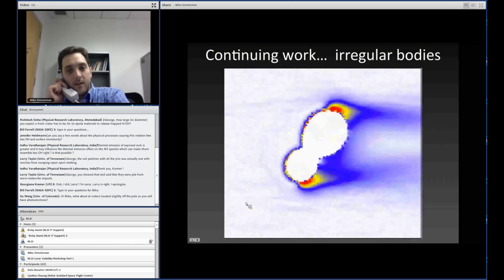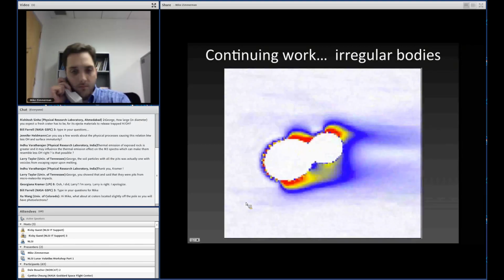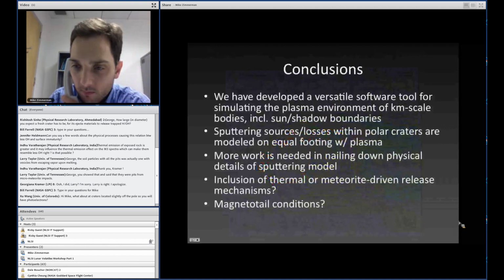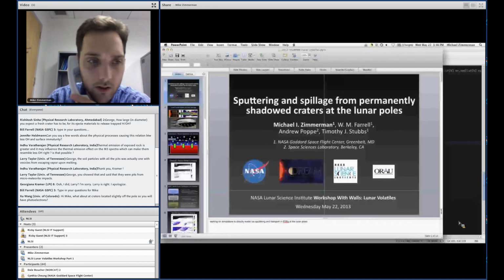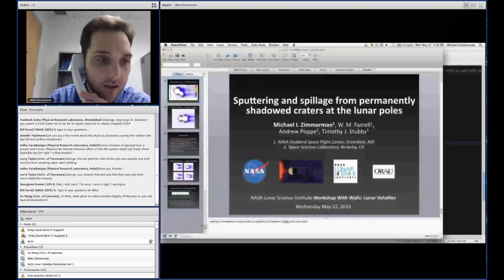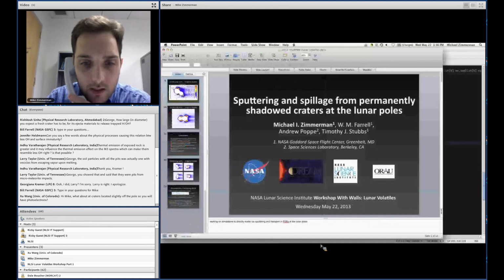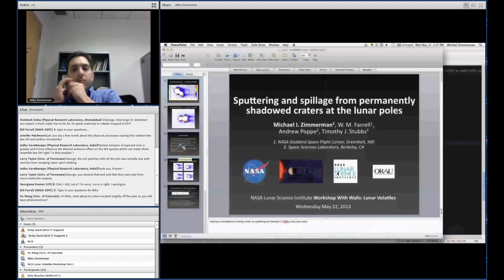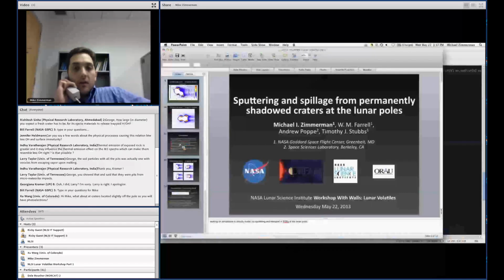Hey, Mike, what about at craters located slightly off the poles, so you will have photoelectrons? Right. If I included it here, we've started to look at that. So all of these simulations did have photoelectrons. I'd have to look. But we have done some mid-latitude craters as well, where you have a partially illuminated crater floor, but part of it's in shadow. So the code is definitely capable of handling that kind of stuff and looking at sputtering in those kinds of contexts.